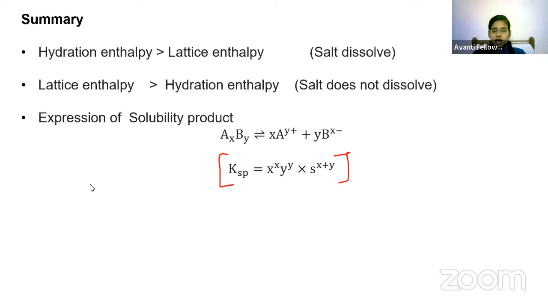Okay. And thirdly, we have discussed the condition for precipitation. So when will a salt get precipitated? When Qsp is greater than Ksp. Okay. So is it clear for all of you? Do you have any doubt from the session?